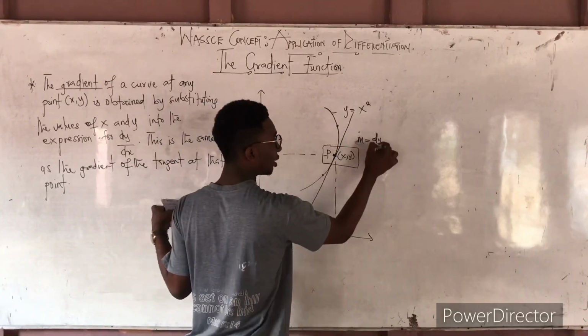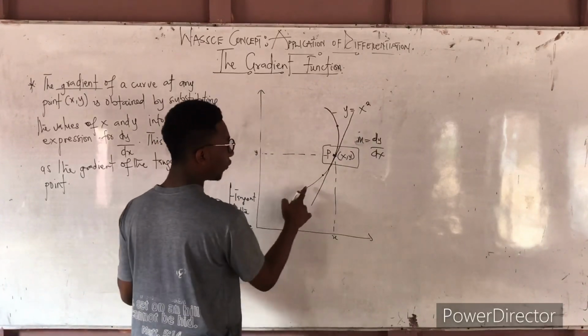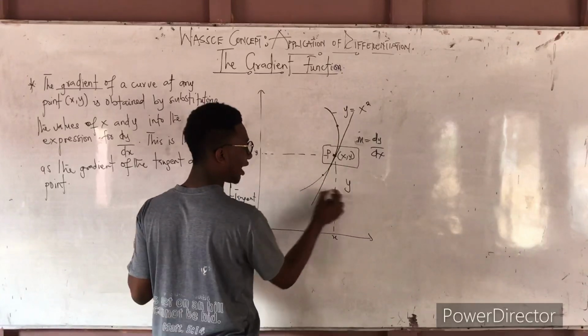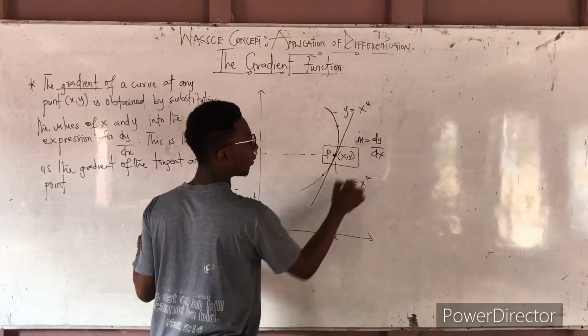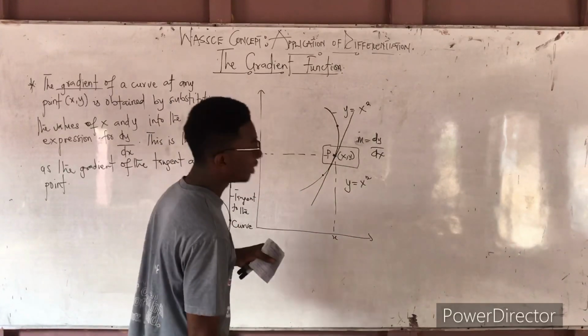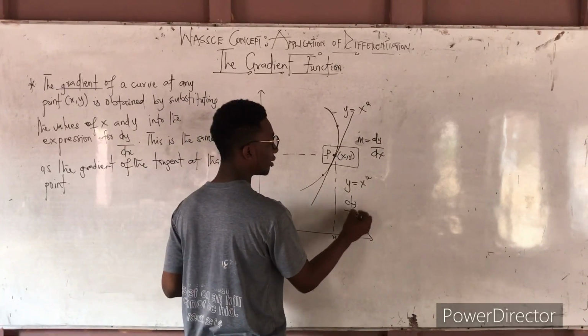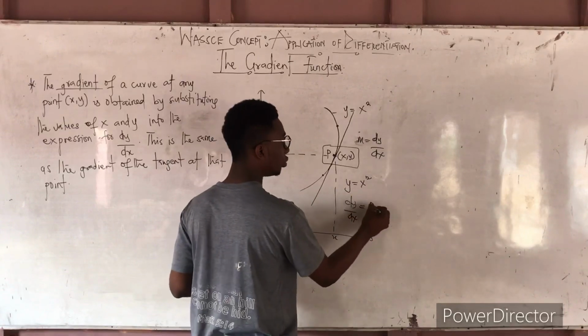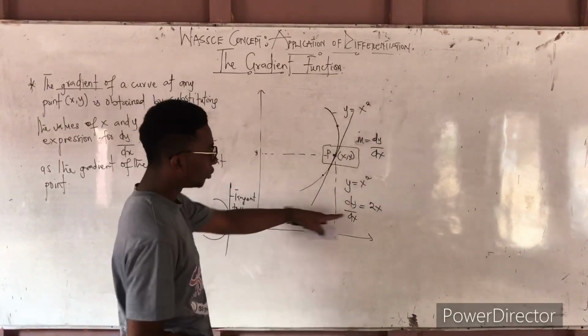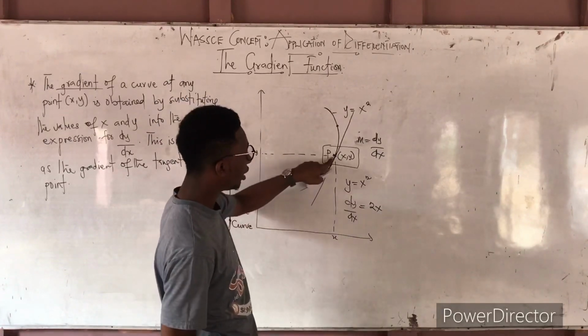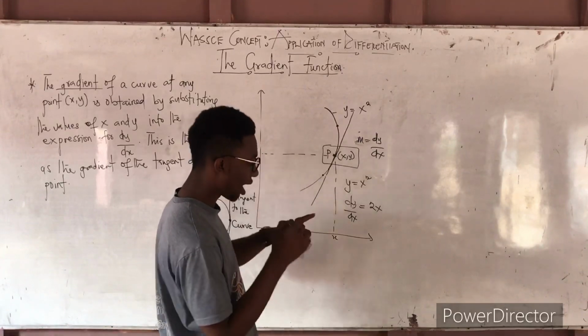And that is as simple as dy/dx. For instance, if this curve is y equals x squared and I have to find the gradient of this curve, it's simply dy/dx, which is equal to 2x. Now when you get the 2x over here, and you know the point (x1, y1), you can find the gradient of this line.